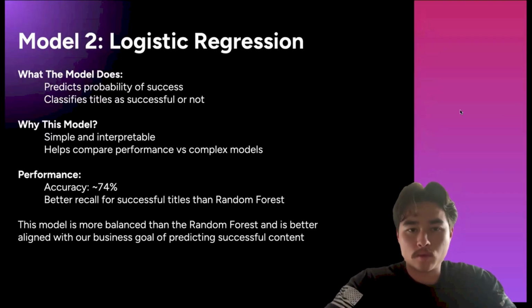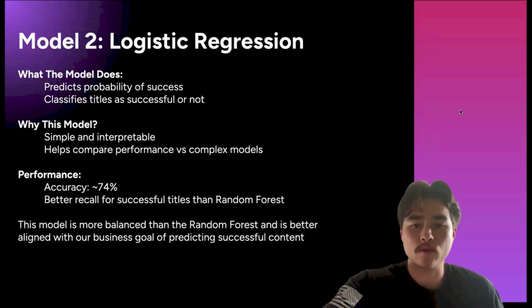Looking at our second model, we used a logistic regression. This model estimates the probability that a title will be successful and then classifies it as successful or not successful. We chose logistic regression because it is simple, interpretable, and useful as a benchmark against more complex models. In terms of performance, it achieved about 74% accuracy, which is slightly lower than the random forest. However, it did a better job identifying successful titles, which is especially important for our business goal since Netflix wants to spot potential hits early.